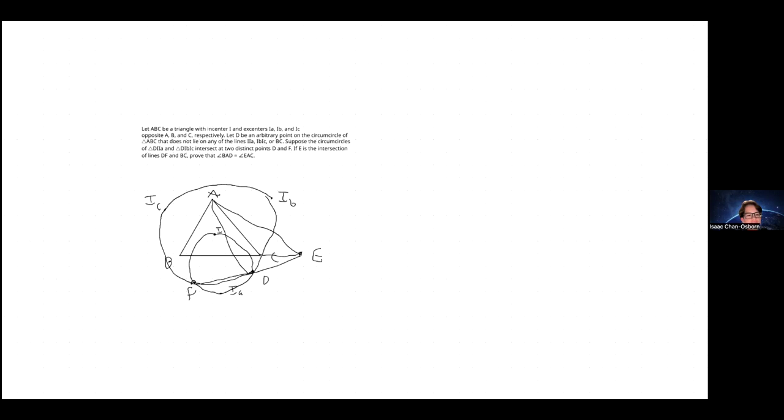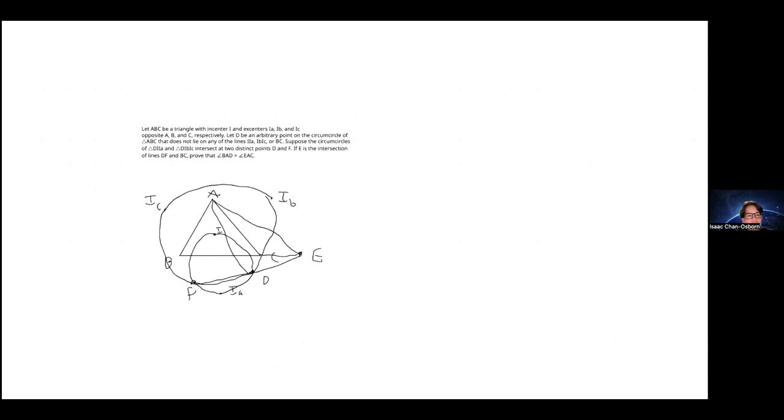Hi, everybody. Let's look at this problem using homogenized barycentric coordinates. Let ABC be a triangle with incenter I and excenters I_A, I_B, and I_C, opposite A, B, and C, respectively. Let D be an arbitrary point on the circumcircle of ABC that does not lie on any of the lines I_A, I_B, I_C, or BC.